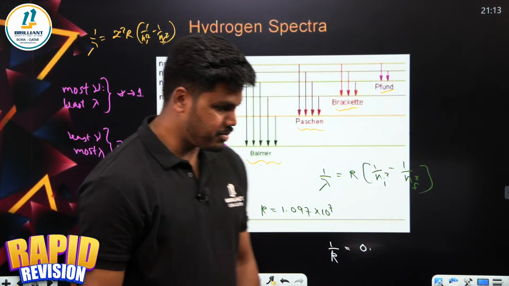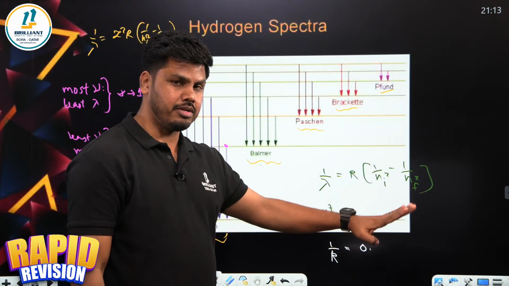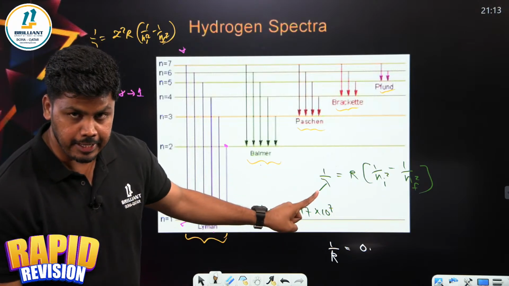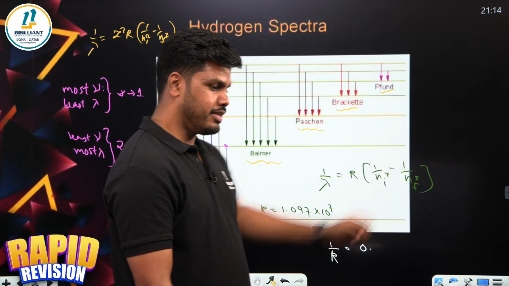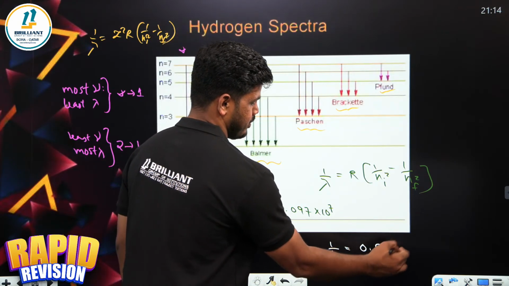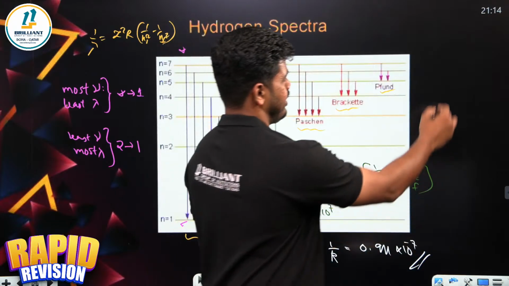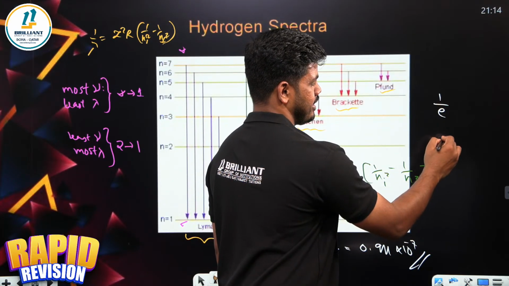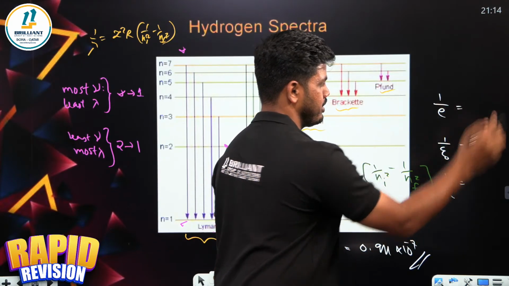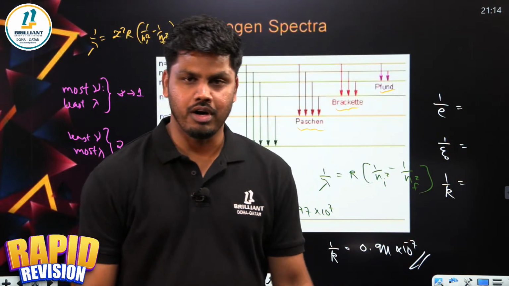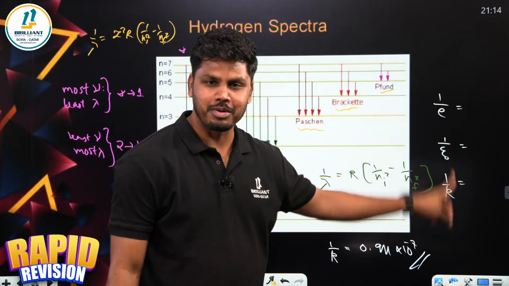Anybody remember that value? Let me check. The reciprocal of R, in all these calculations when you want to find lambda finally, we have to take the reciprocal. That value was 0.911 into 10 raised to minus 7. Yes. 1 by e, then 1 by epsilon 0, 1 by R. If you remember these values, it will be easy. Epsilon 0, R values will be given in the question paper, that is fine, but these values you have to remember.